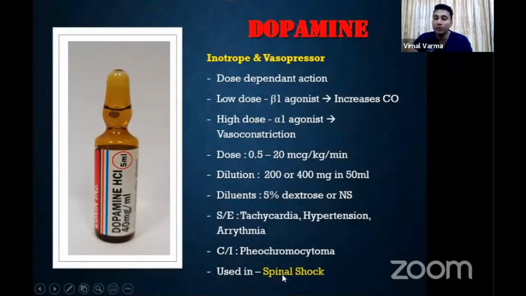It is commonly used in spinal shock, where patients have bradycardia and also hypotension. So this will cause vasoconstriction to increase the systemic vascular resistance and also overcome the bradycardia.